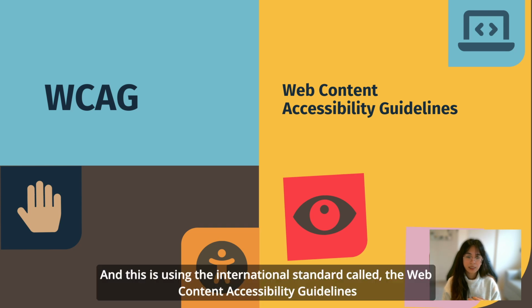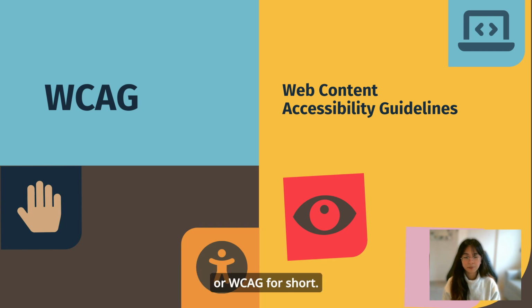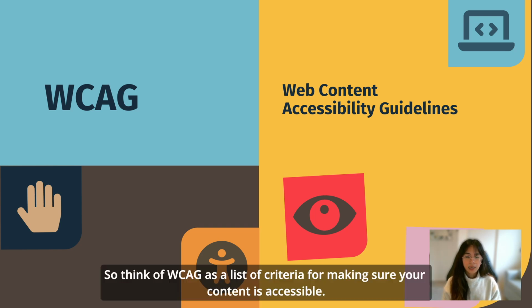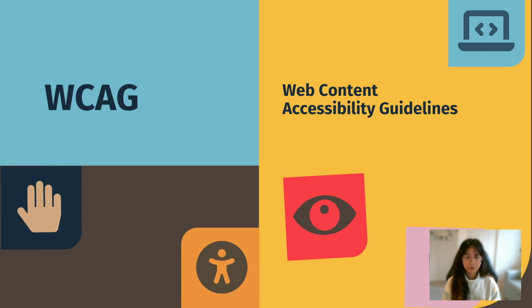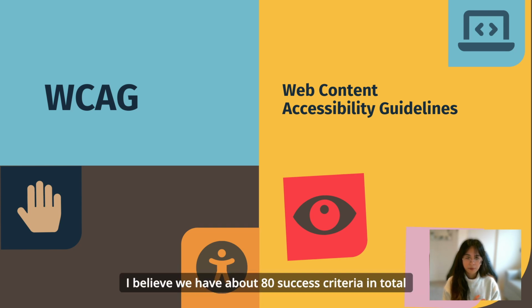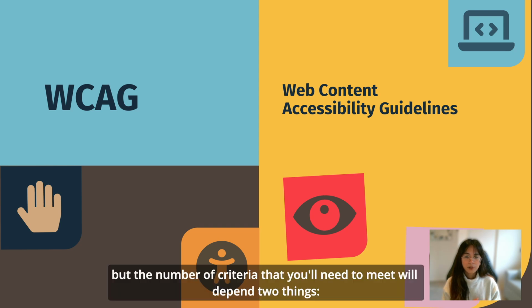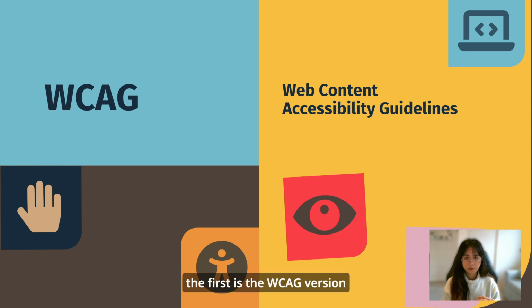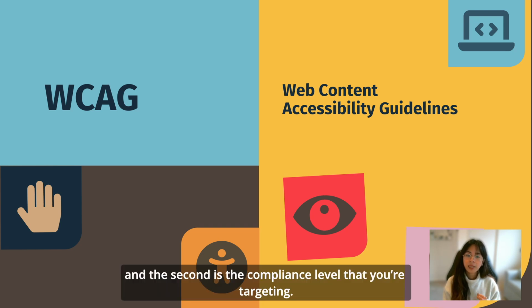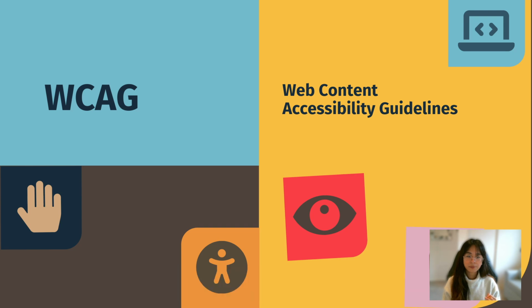And this is using the international standard called the Web Content Accessibility Guidelines, or WCAG for short. So think of WCAG as a list of criteria for making sure your content is accessible. I believe we have about 80 success criteria in total, but the number of criteria that you'll need to meet will depend on two things. The first is the WCAG version, and the second is the compliance level that you're targeting.